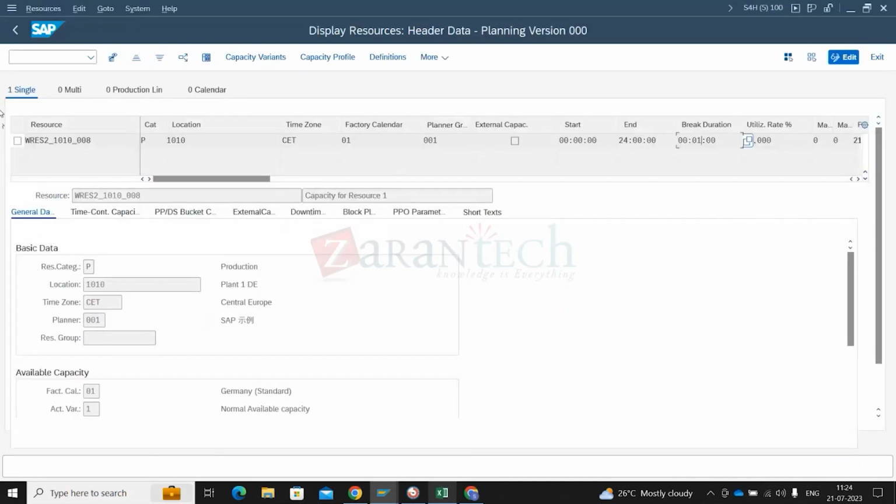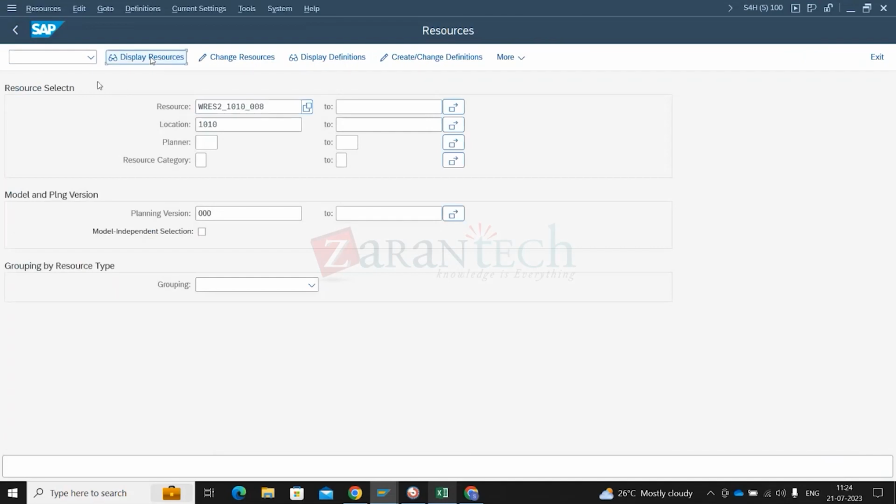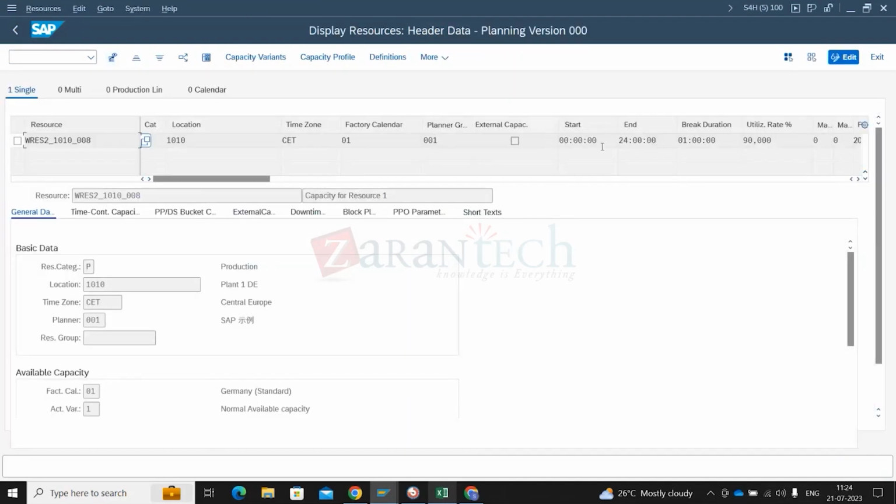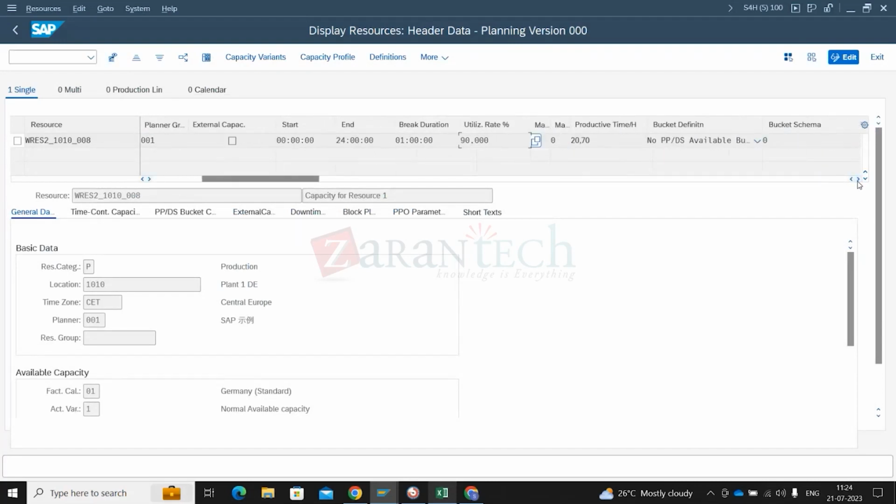Okay, fine. So now just go back and display again. So now it has become this 1 hour of break duration, utilization rate 90% and whatnot, correct? So this is the 90%. So the production time in a day is only 20 hours, 70 minutes available, correct? Fine.